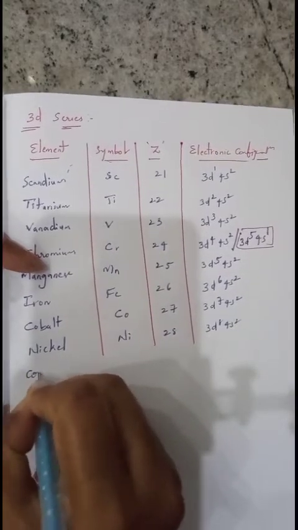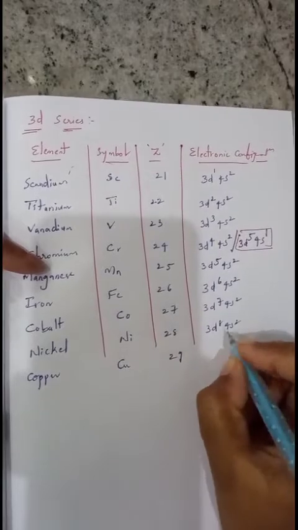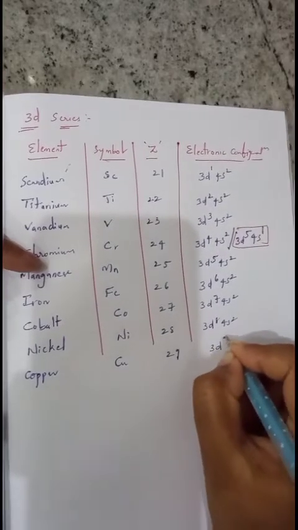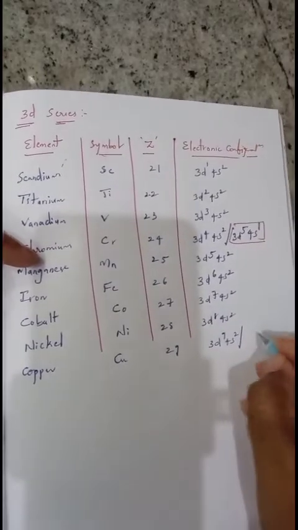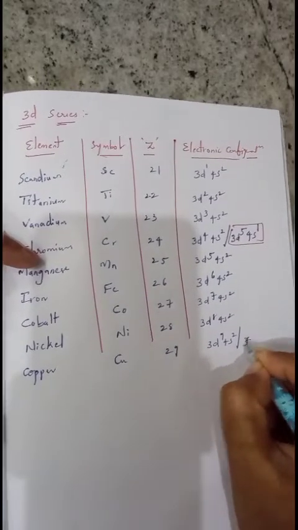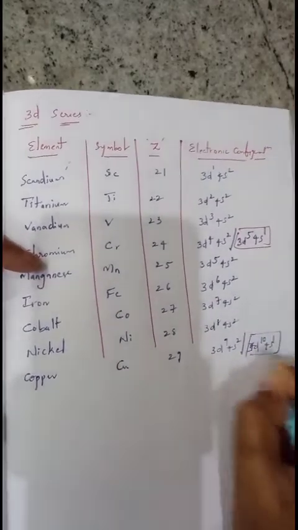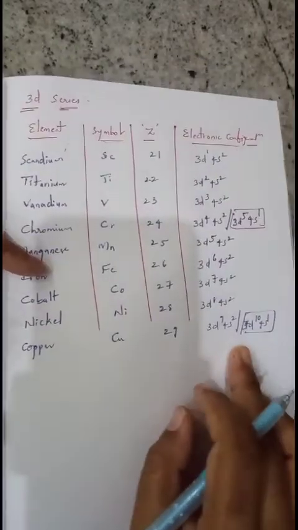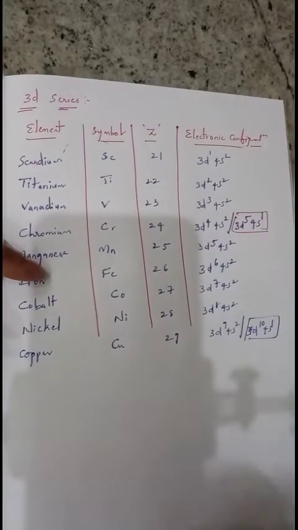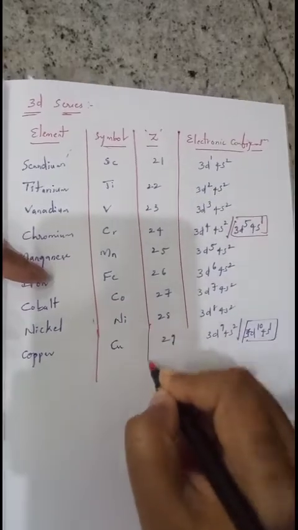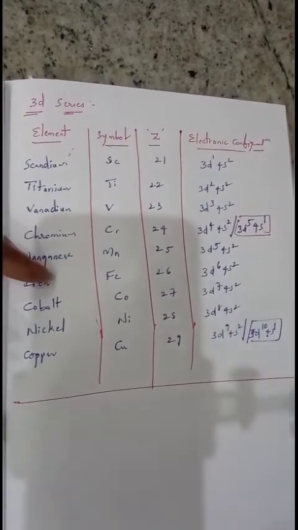Next, copper, Cu 29, 3d9 4s2, but it does not show such a configuration. It shows 3d10 4s1. Again here it is the completely filled configuration. When an element is in a completely filled configuration, it is highly stable. And the last element is zinc.